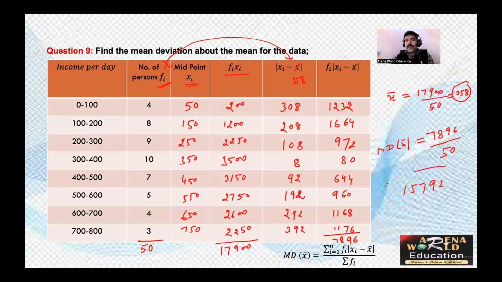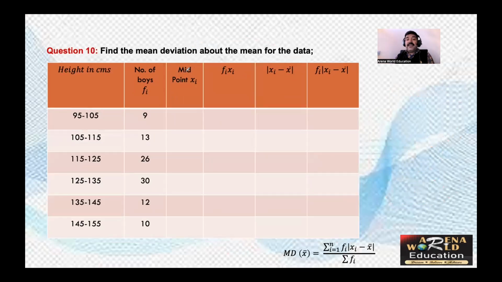157.92. This will be your final result. That is mean deviation about the mean for given data. Calculation part is lengthy, but I know you guys are very good in calculation. So let us try question number 10.